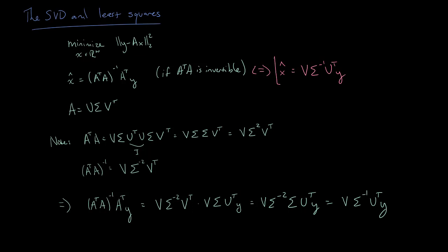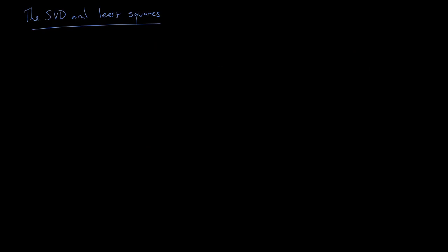But this way of thinking about the least squares solution has a number of advantages. So for one, this formula actually works even if A transpose A isn't invertible. And you can show that this does actually give the least squares solution regardless of the rank of the matrix A. Moreover, it also gives us a solution to a related least squares problem. So specifically, let's return to the underdetermined case when m is less than n.